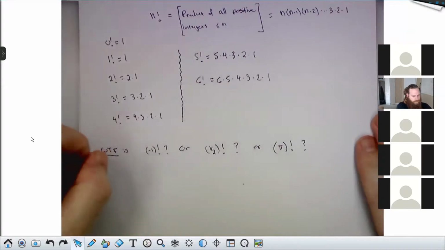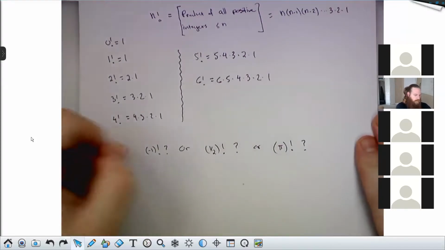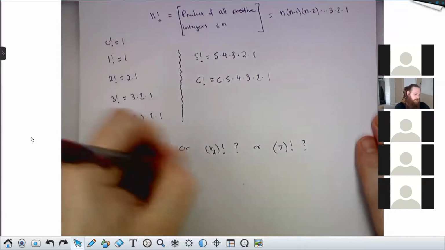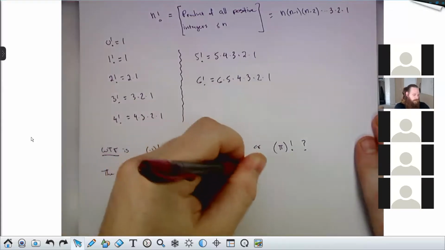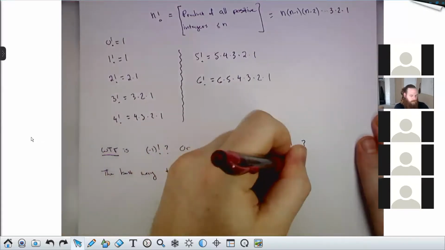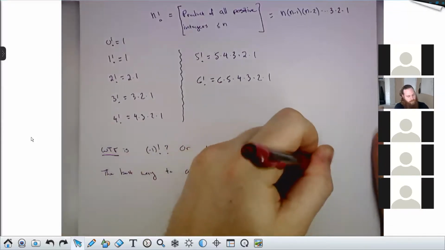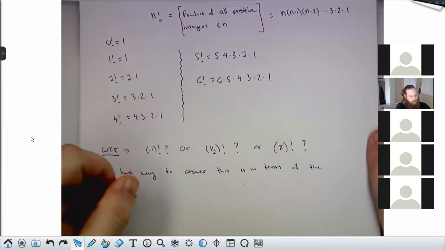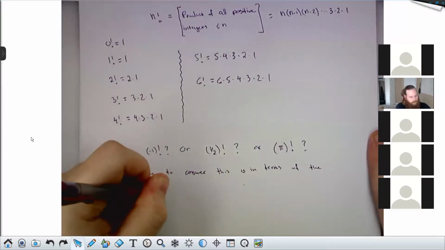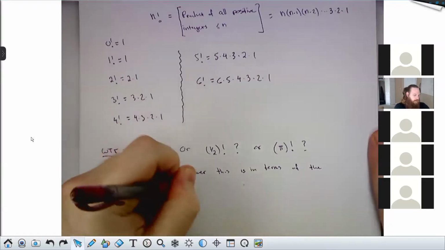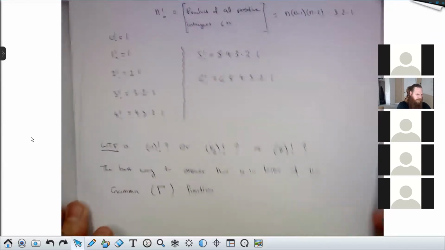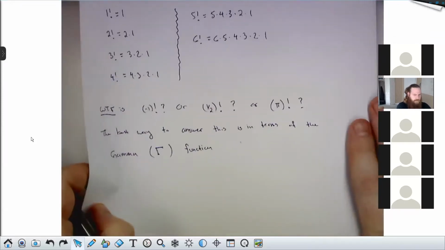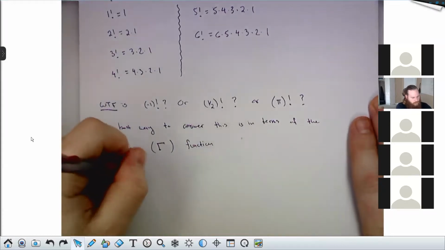The best way to answer this is in terms of what's called the gamma function, for which we use the Greek capital letter gamma. Now the gamma function, as explored by Leonhard Euler, is given as an improper integral.